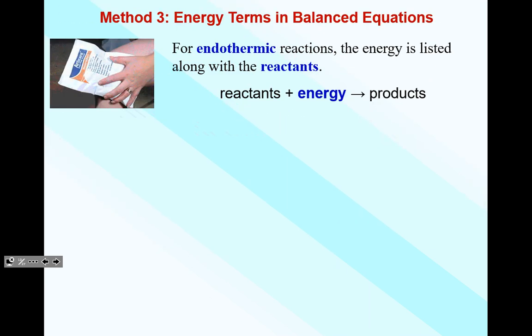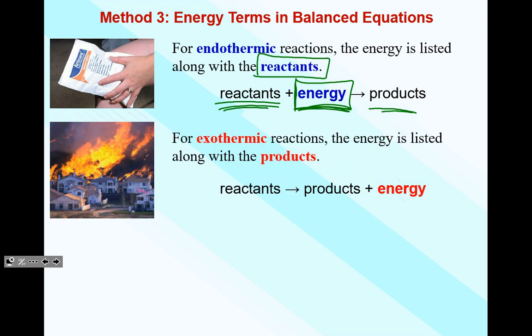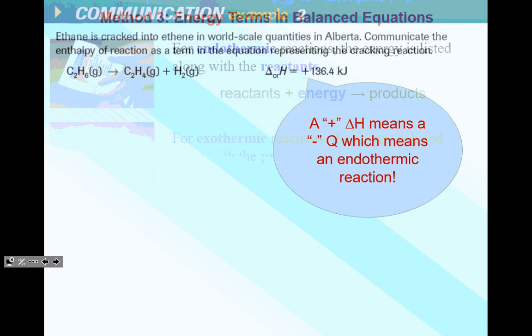All right. Method 3. Oh, this is so easy. Can I just tell you how easy it is? It's so not a big deal. Method 3, energy terms in balanced equations. For endothermic reactions, the energy, the delta H, is actually found in the reactants. Okay, so we have reactants, and then we have our delta H here, and then we have our products. And once you see the delta H in the reactants portion, you know that it is an endothermic reaction. For an exothermic reaction, the energy is listed along with the products. So reactants yield products, and then you have your energy here in the product section for every single exothermic reaction.